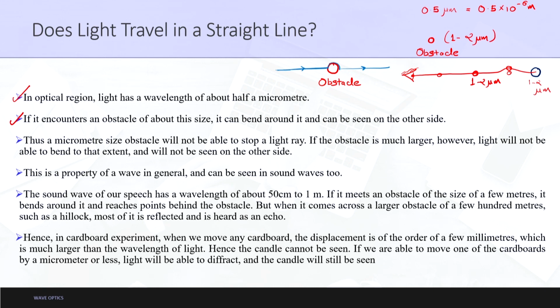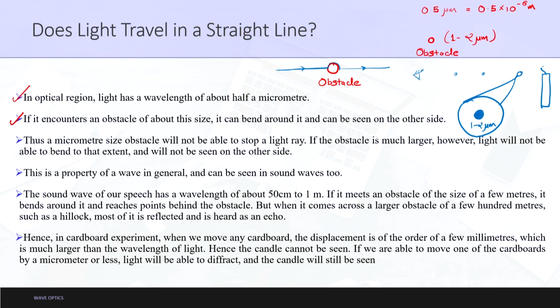Let us say this is the eye, these are the pinholes and this is the obstacle. Let me make a zoomed-in portion of this. What I am saying is, the obstacle is kept here and it is 1 to 2 micrometers, and if I want to see the candle light up here, then this light can also be seen. When the light approaches here, if I look at the zoomed-in portion, then let me change the color.